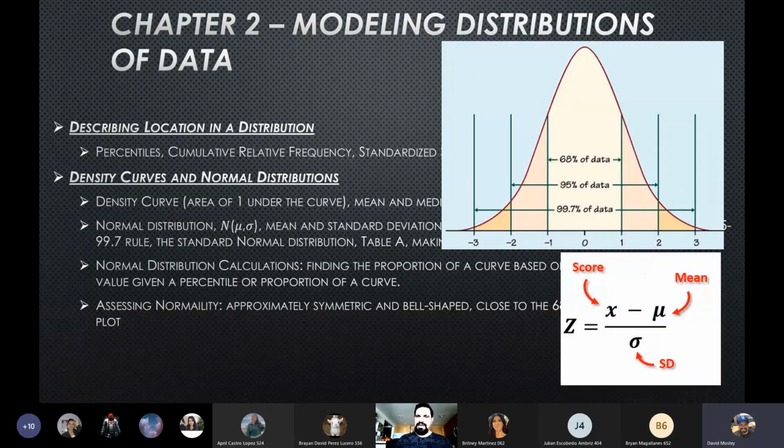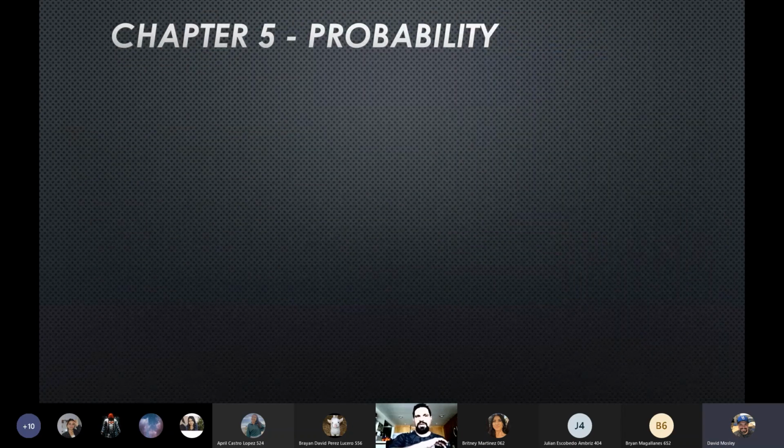All right, and then our standardized score, the z-score, is found by taking your original value x, whichever value that is from your sample, minus the mean of that population, divided by the standard deviation, and that gives us the z-score. We then use that with table A to find the proportion. We then get into probability.